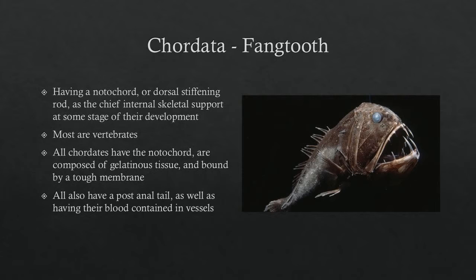Chordata, Fangtooth. Having a notochord, or a dorsal stiffening rod, as the chief internal skeletal support at some stage of their development. Most are vertebrates. All chordates have the notochord, are composed of gelatinous tissue, and bound by a tough membrane. All also have a post-anal tail, as well as having their blood contained in vessels.